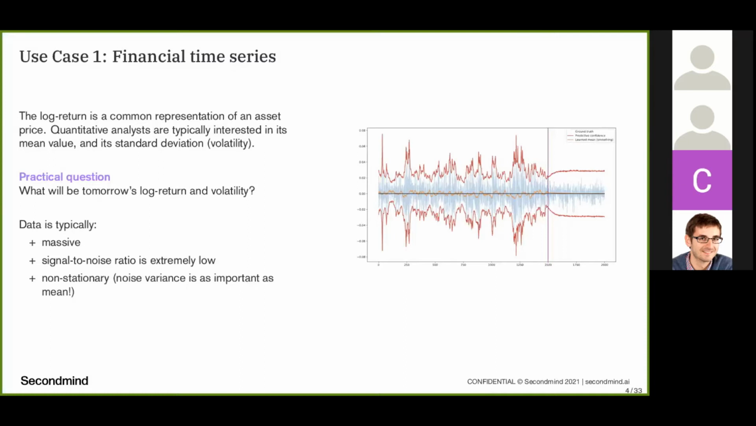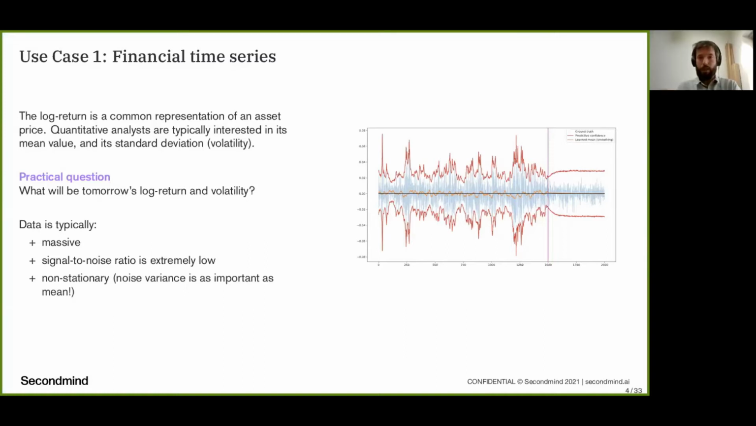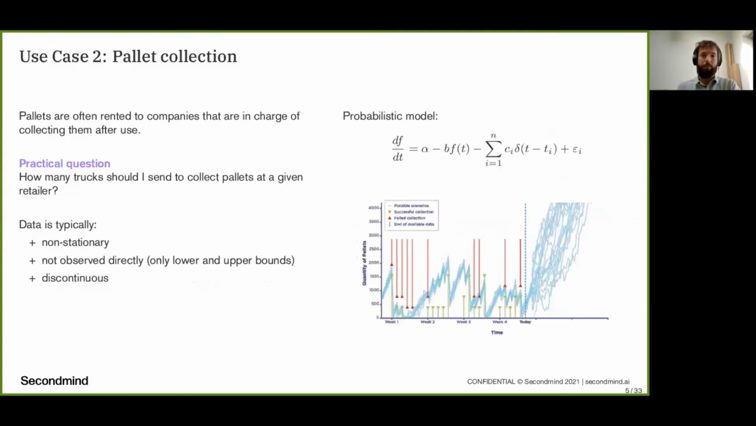So the first one is to model a financial time series. A common quantity that is looked at by a quantitative analyst is the log return, and you have an image of log return on your right. These time series are extremely noisy, and the noise is heteroscedastic. The noise changes over time, and there's a lot of noise and very little signal in the background. And the question we'd like to answer is what is going to be tomorrow's log return, and what's the mean value, and what's the standard deviation of the log return for tomorrow or next week. And we found that GP models were very good for this type of signal.